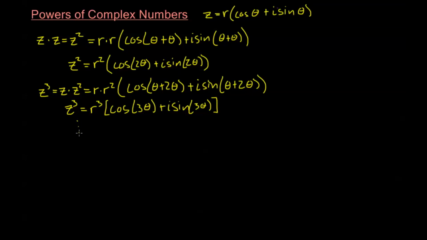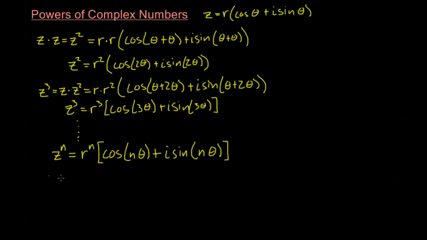Now if we were to continue this and keep increasing this number in terms of integers, we go 3, then 4, then 5, we see this pattern emerging, and we eventually see that z to the n, for any positive integer n, is going to be equal to r to the n times cosine of n theta plus i sine of n theta.